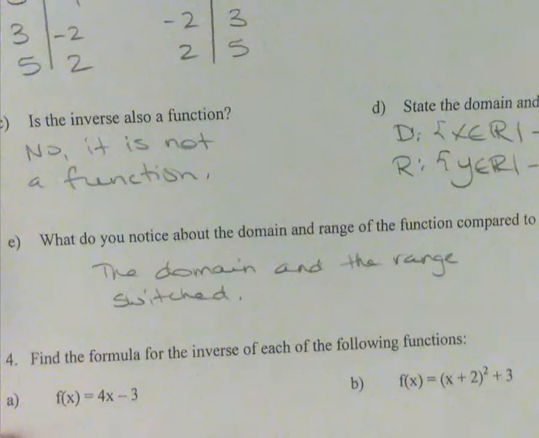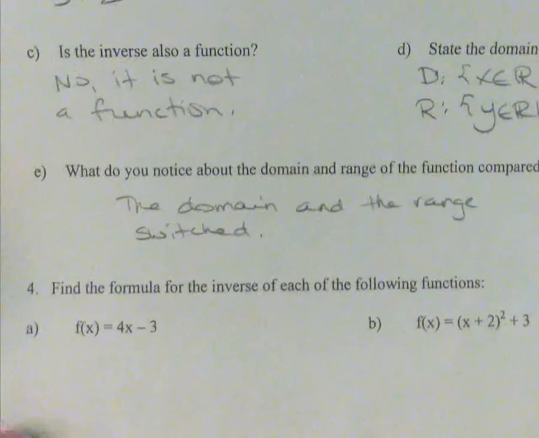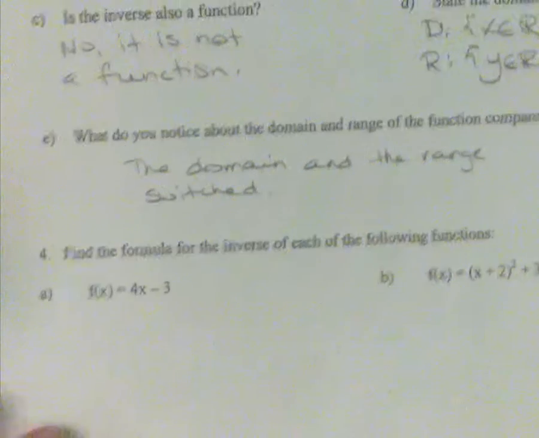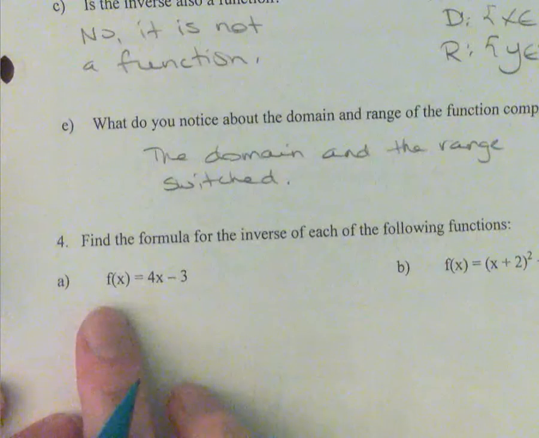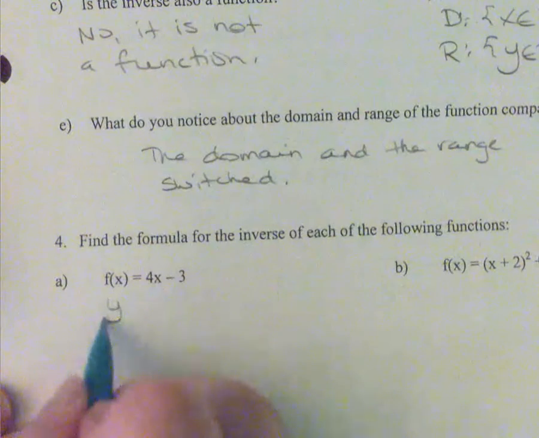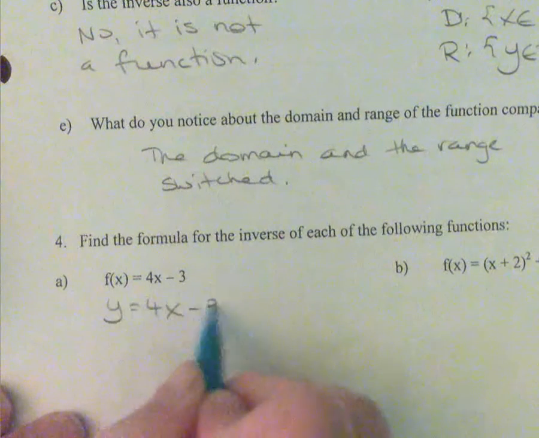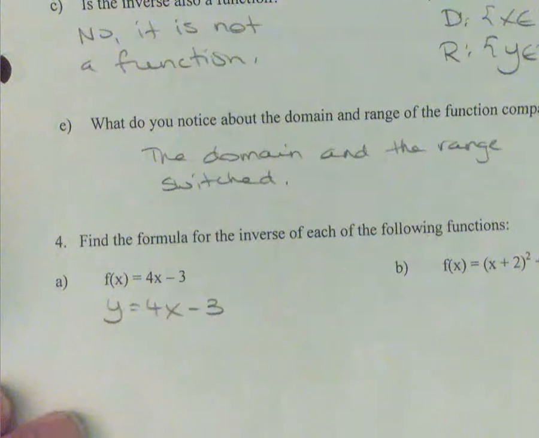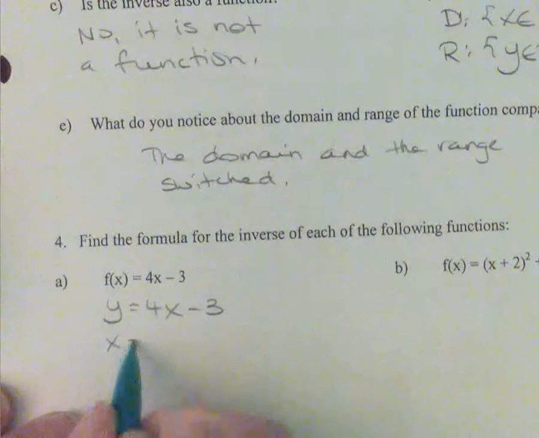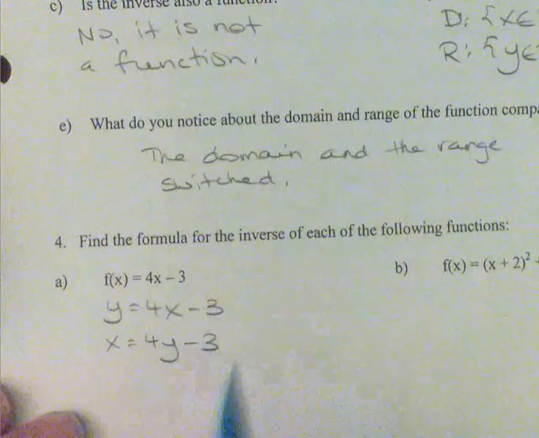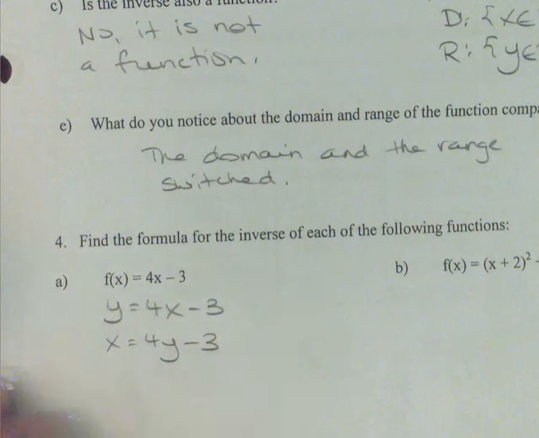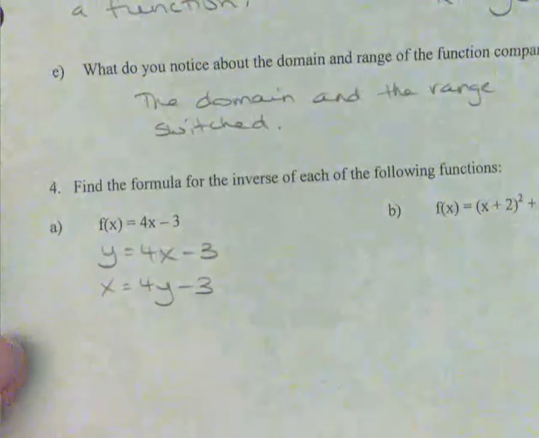Well, what happens if we don't have a graph and we only have an equation? So f of x is the same thing as y. So I'm going to write it as y is equal to 4x minus 3. What has been happening is that x and y have been switching. So I'm going to do the same thing with my equation. My x and my y switch, and I resolve for y. And that will give me the inverse equation.